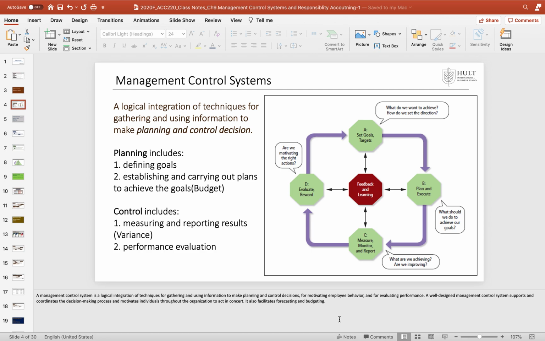Hello students, now we are going to practice how to make a performance evaluation.